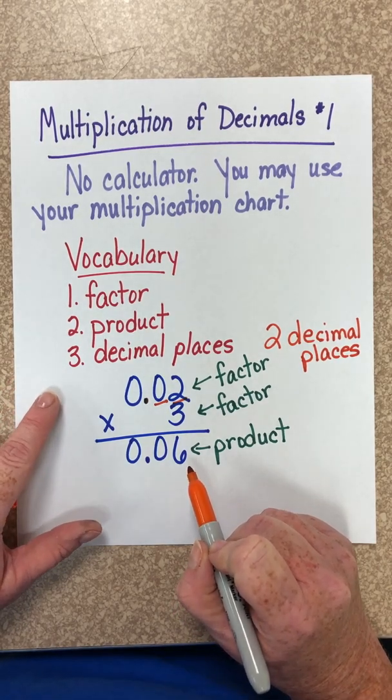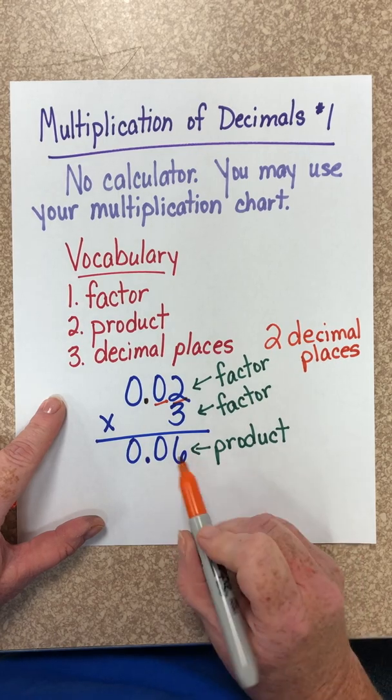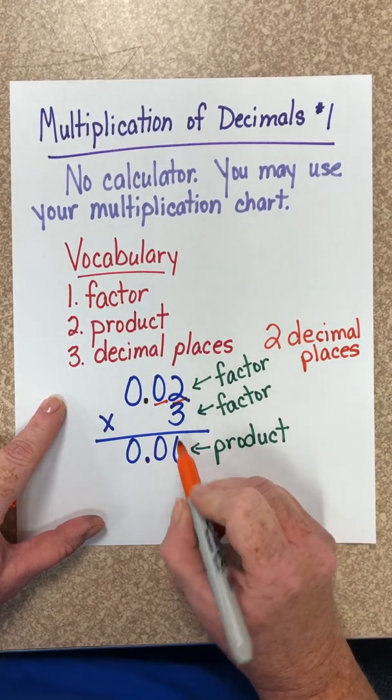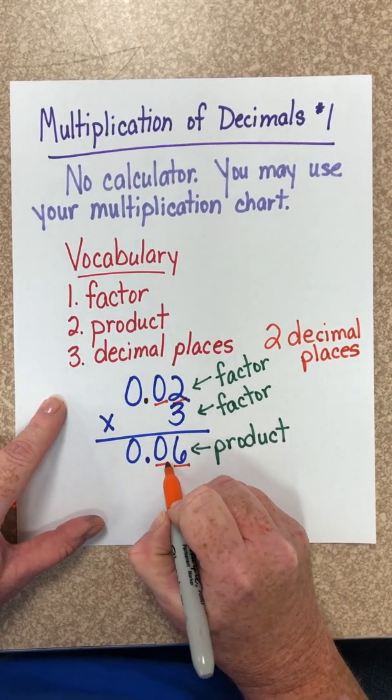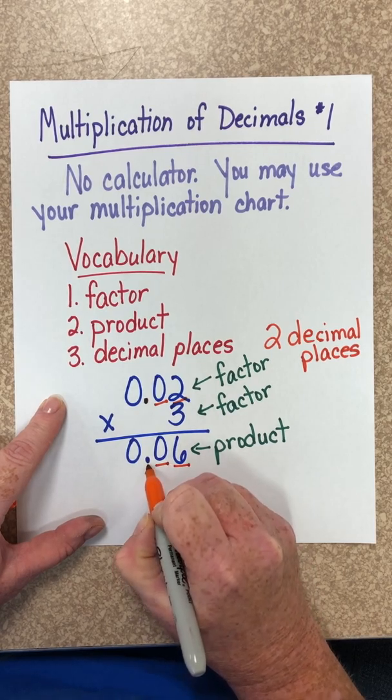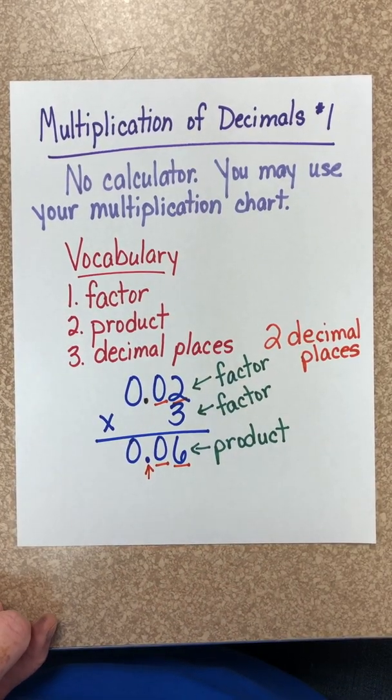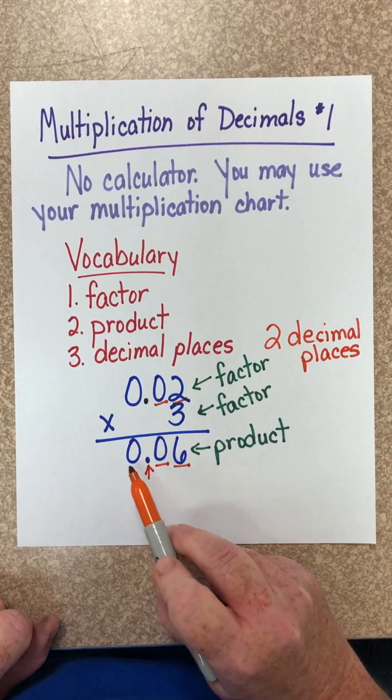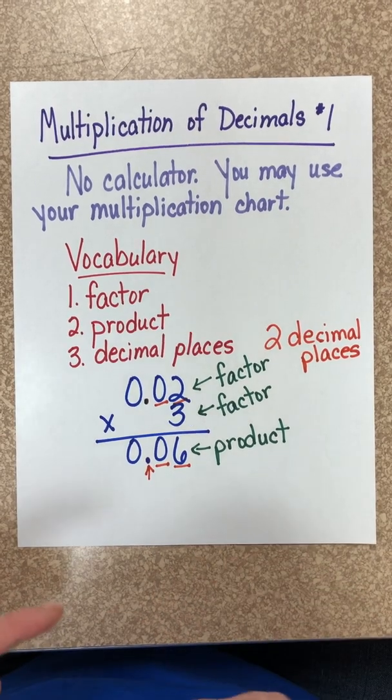To find the location for the decimal point, we start on the right and we count 1, 2, and the decimal point goes in front. So then our answer would be 0.06.